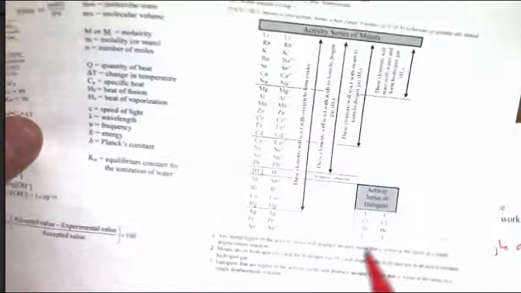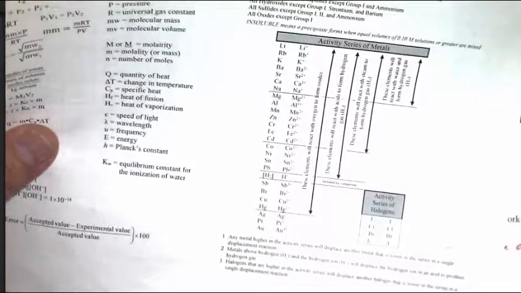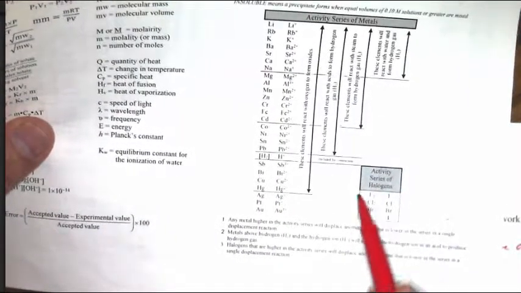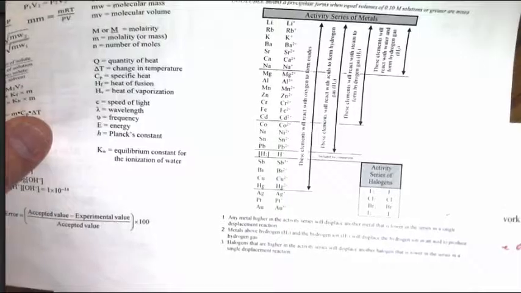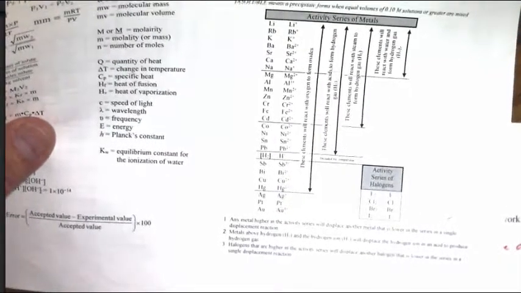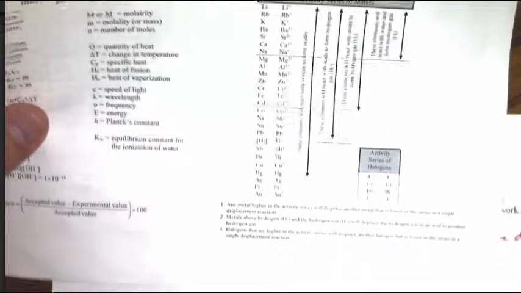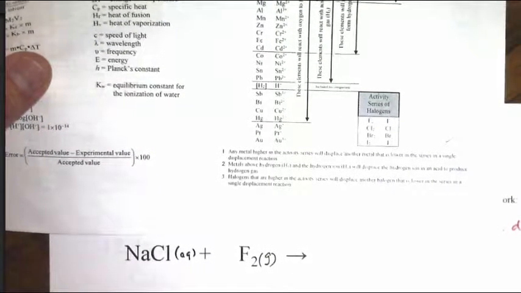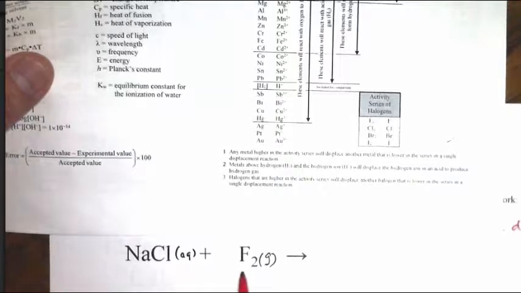Okay, find F on here. It's on the little activity series of halogens. Oh, it's down here. Okay. So what are we looking for it to be higher than on that chart? Chlorine. Okay. So it's not going to be higher than Na because it's not a metal. Fluorine is a non-metal.